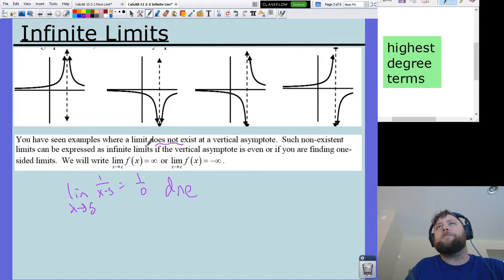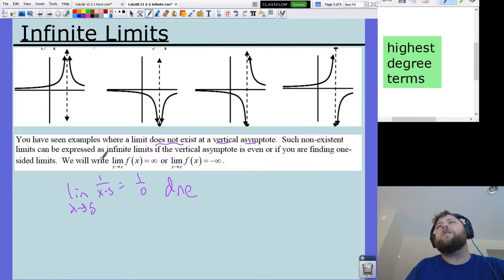And it does not exist because you have this thing called an asymptote going on here. An asymptote is an imaginary line that the graph approaches and gets really close to, but never touches. So in these cases where the limit does not exist, we actually have vertical asymptotes. And here are 4 examples of what that could look like in a function.